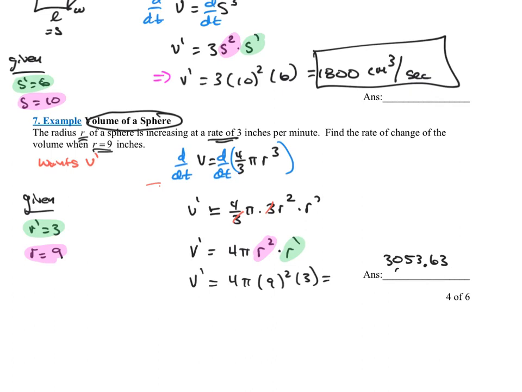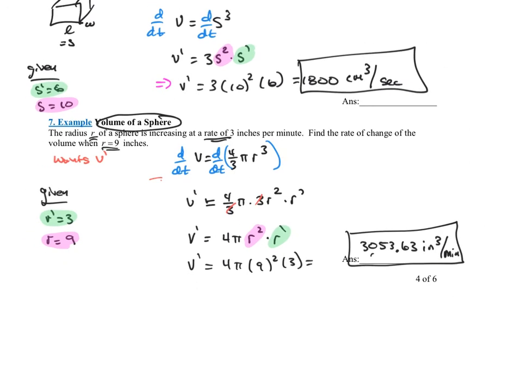And again, for our units, it's volume, so it's going to be whatever the units were, which was inches cubed, divided by the rate of time. So per, in this case, it's per minute. We do have to label our answers. No units, no credit. So I would have to take off points if you didn't properly label your answers. So be careful with that.